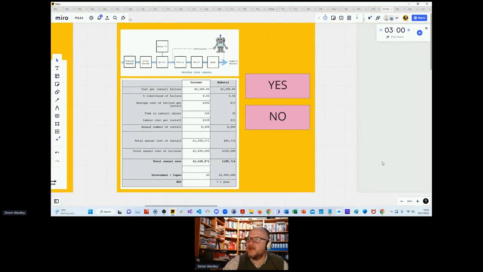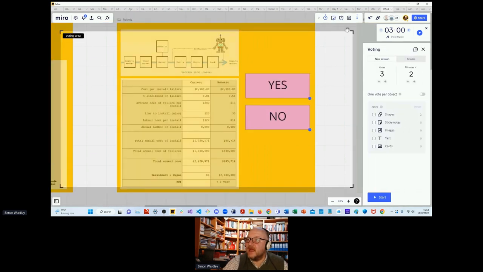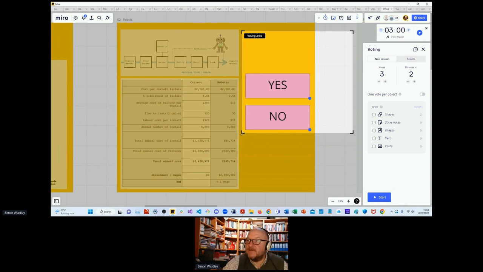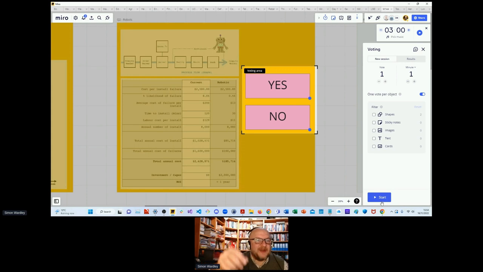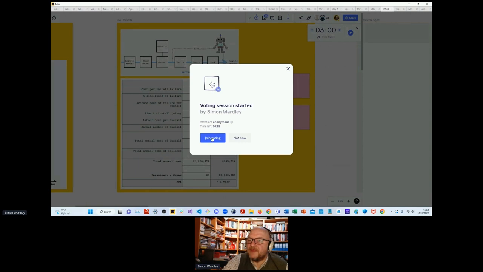year. So what I'm going to do in this case is voting. I'm going to give you 1 minute, one vote. Yes or no, pretty quick one, is to have a look at that and tell me whether you think, yes or no, is this a good investment? And the investment of 2 million, given it's got a return on investment sub 1 year. All right, off you go.